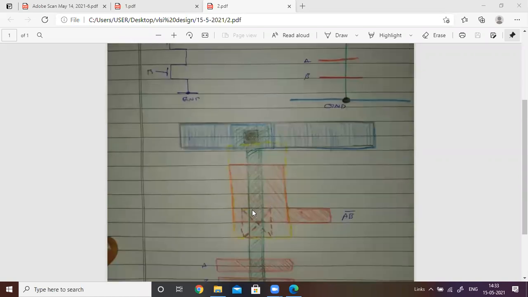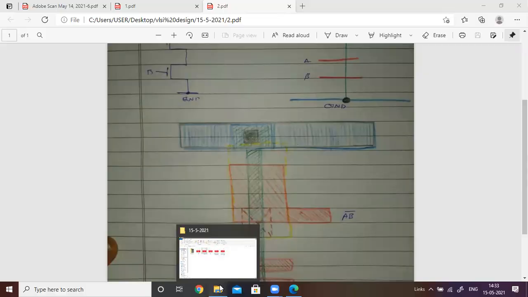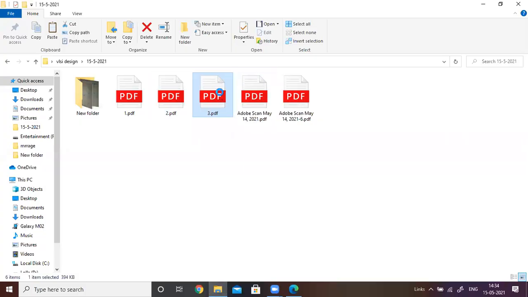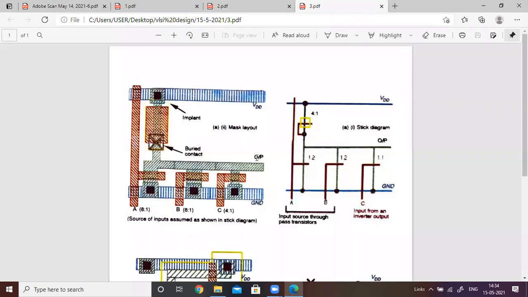Next, let's go for the next one. Let's see this structure. This is the 3-input NOR gate in NMOS design style. For example, if you want a 2-input NOR gate, only this structure is sufficient. You skip this one. Now it is the 3-input NOR gate.